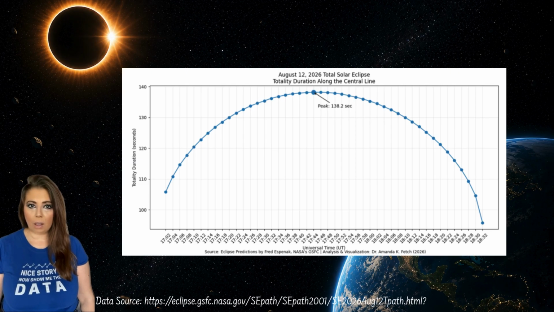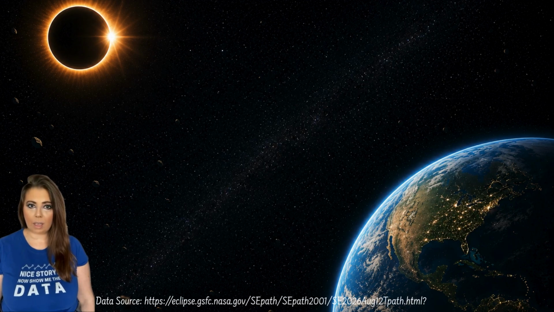First I plotted how long totality lasts as the eclipse progresses. Now look at the curve. Totality starts at about 106 seconds in the first sample point, climbs to a maximum of about 138.2 seconds, or 2 minutes and 18.2 seconds, around 1744 UT, and then begins falling again. By 1832, it's down to about 96 seconds. NASA's more precise calculation places greatest duration at 1744.42 UT. So our analysis lines up with NASA's published result.